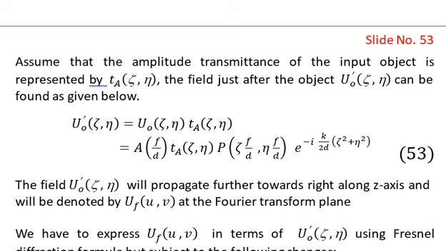The field just after the object, which is u naught prime of zeta and eta, can be found as given below. So u naught prime of zeta and eta is equal to the field incident on the object, which is u naught of zeta and eta, multiplied by the amplitude transmittance of the input object, which is Ta of zeta and eta. Substituting the full expression for u naught of zeta and eta, and substituting the value of Ta of zeta and eta, which is equal to capital A only, our expression becomes equal to this one, given in equation number 53.